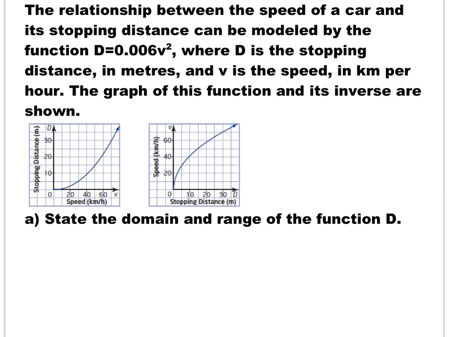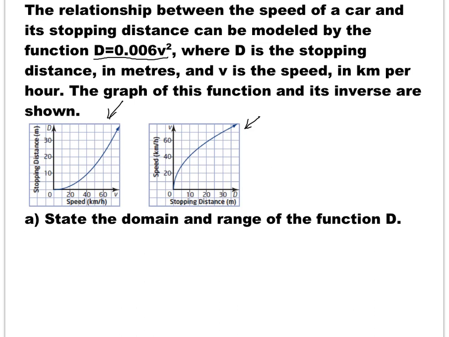In the next example, we do have the relationship between the speed of the car and its stopping distance, which is given by the function d is equal to 0.006 v squared. D is the stopping distance and v is the speed. The graph of d versus speed is given here. And the graph of the inverse function is also given here. The question is the first one, state the domain and range of the function d.